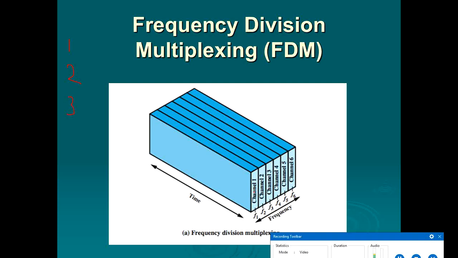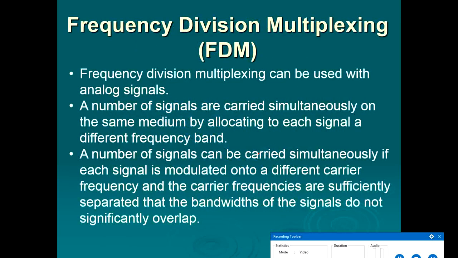So if you see over here, I have a channel 1 which sends the signals at some frequency X. Channel 2 is sending the signals at another frequency Y. Channel 3 at another frequency. So all these channels are sending the signals of the data at different frequencies. So these can be combined together. When these are multiplexed together, the technique is called frequency division multiplexing. Frequency division multiplexing can be used with the analog signals. A number of signals are carried simultaneously on the same medium by allocating to each signal a different frequency band.